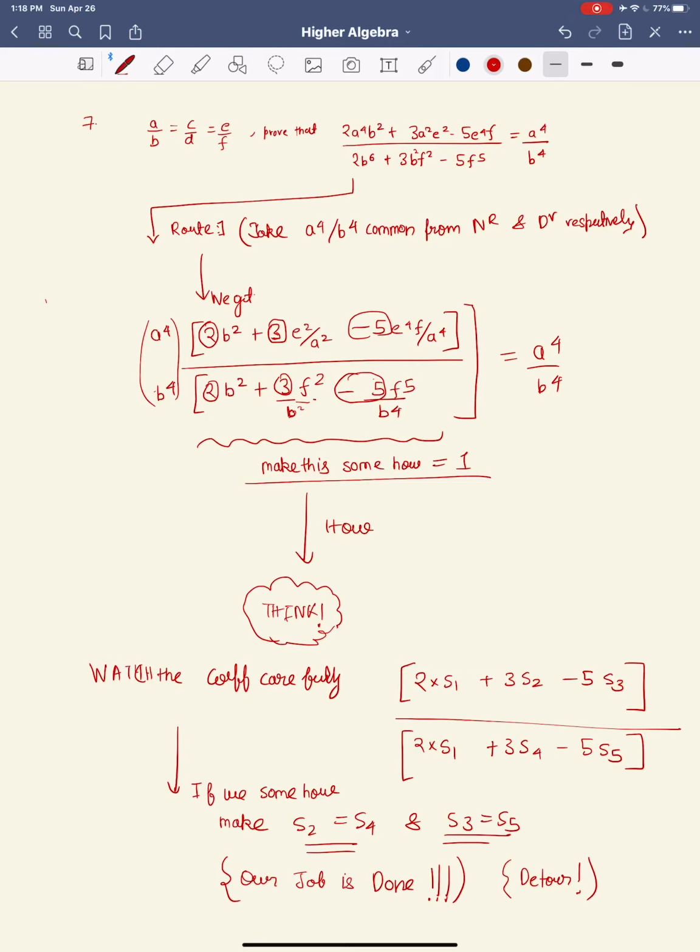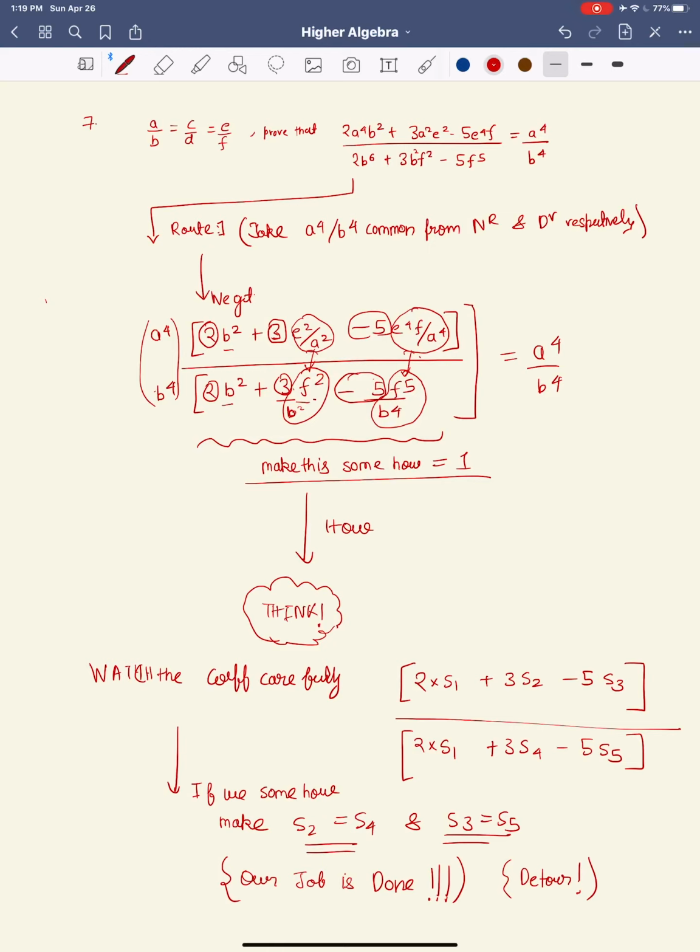Now seeing the algebraic part, b square is the same in numerator and denominator, but if we prove e square over a square equals f square over b square, and we also prove that e to the power 4 f over a to the power 4 and f to the power 5 over b to the power 4 are equal to each other, then our job is done, and ultimately we'll get 1 on the left hand side.